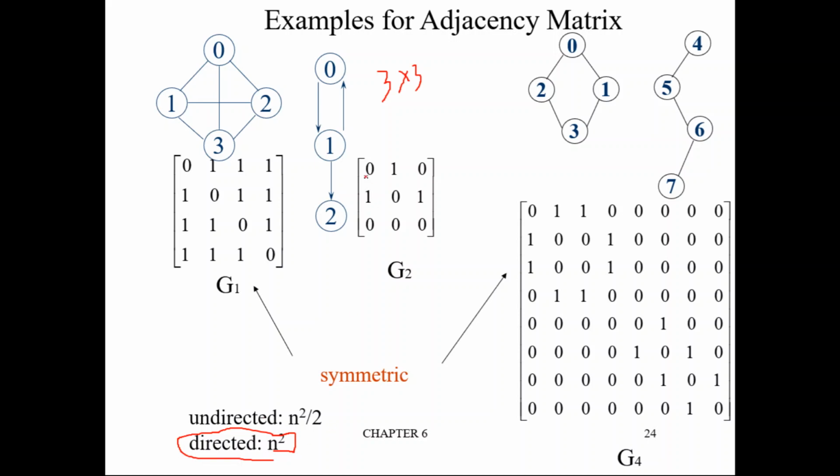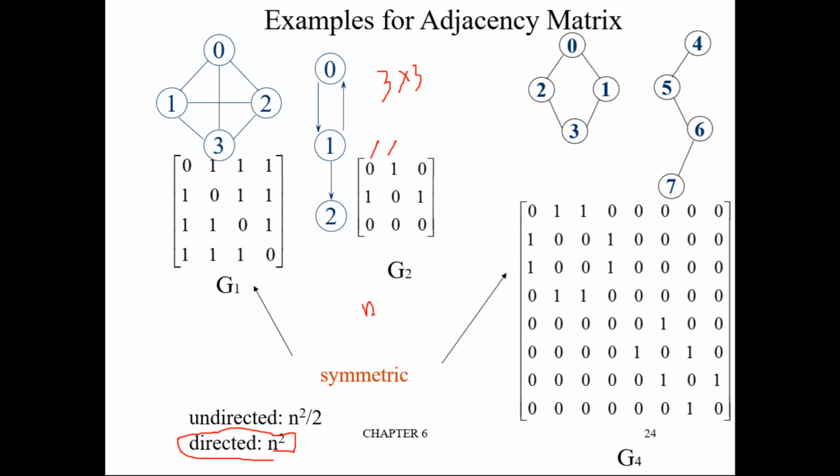So basically it means that you have to search every location and add: 0 plus 1 is 1, 1 plus 0 is 1, plus 1 is 2, plus 0 is 2, plus 1 is 3, plus 0 is 3, plus 0 is 3, plus 0 is 3. So the number of edges in this graph is 3. Are you getting it? But how many times do you have to search?